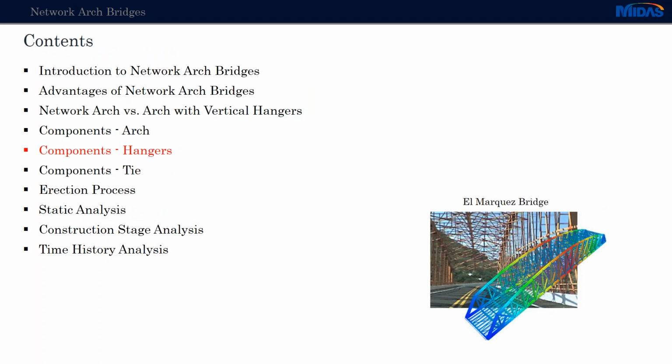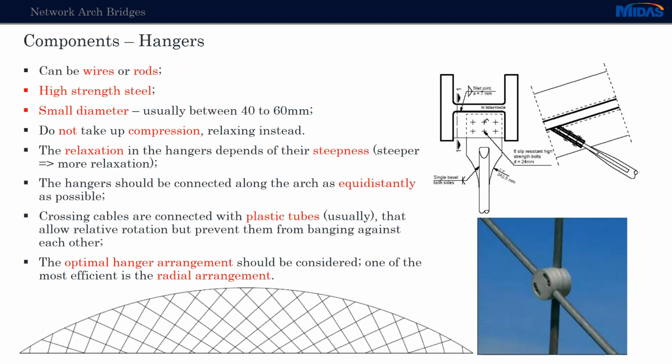Now the next component, the hangers. Hangers can be done using wires or rods, and these are always high strength steel. Generally they have a small diameter, between, say, 40 and 60 millimeters, and as these are hangers, when they are loaded, they take only tension, and they don't take compression, so they relax instead.